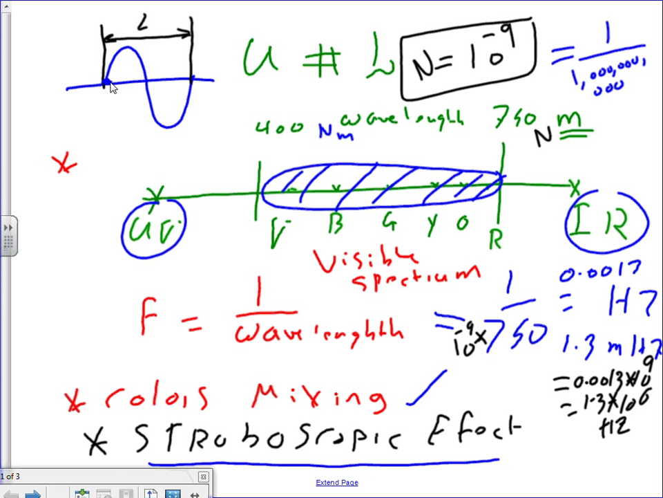Does it make sense? So three things. We have the visible spectrum that you guys need to know. Start with the violet, and it moves all the way to the red. The wavelength of every color, the frequency of every color, as well as mixing these colors to get other colors. Any comments, any questions?